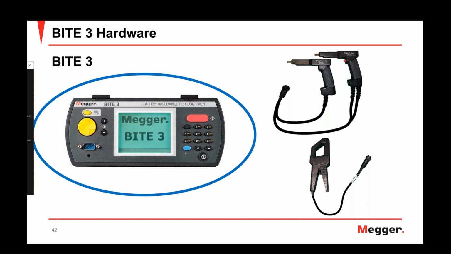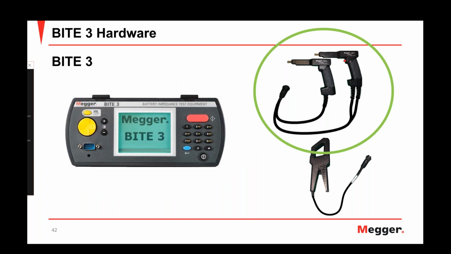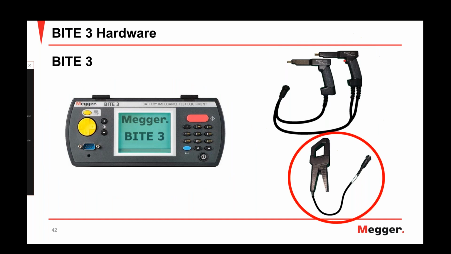With the BITE 3, we have the transceiver, which allows us to configure the test and, like I said earlier, view our test results. Next, we have the test probe set, which is going to be used like with the BITE 2P to take our measurements across the battery string. And then lastly, I want to talk about the CT. The CT used for the BITE 3 is different than the BITE 2P because the CT for the BITE 3 is not necessary for taking normal impedance measurements.